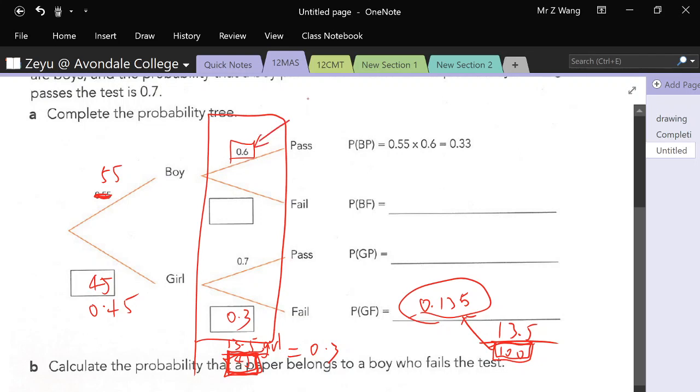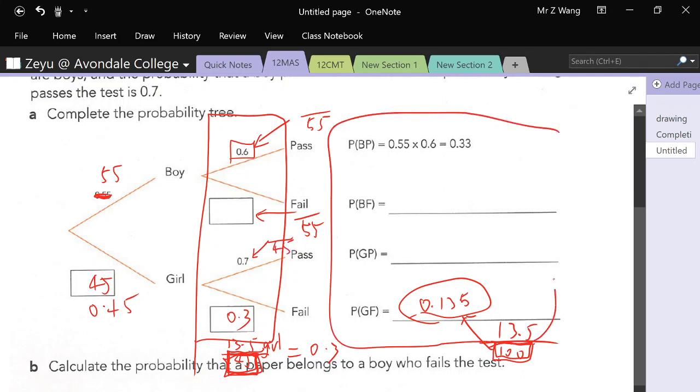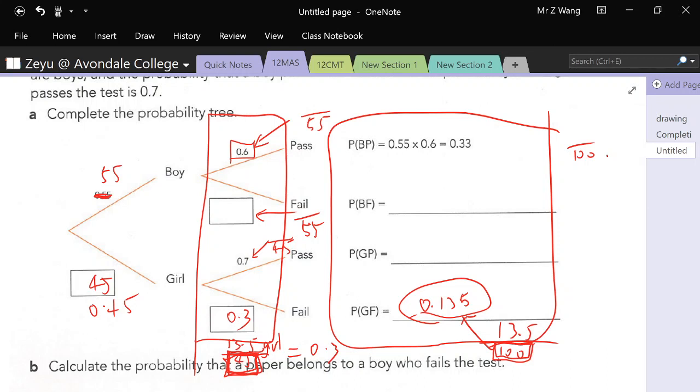So this is 0.6. It means the probability is no longer divided by 100 students, it's divided by 55. Similarly here, it's divided by 55. Similarly here, it's divided by 45. But everything here is divided by 100. Does that make sense? Okay, so that's the difference.